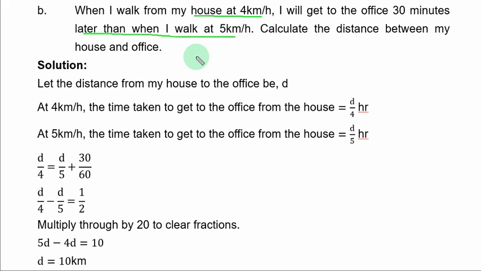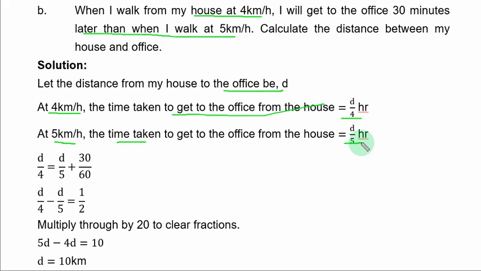So let the distance from my house to the office be d. At 4 kilometers per hour, you know that from the speed formula, speed is distance over time. From that formula, time is distance all over speed. So the time taken to get to the office from the house is d over 4. That is distance over speed. At 5 kilometers per hour, the time taken is d over 5.